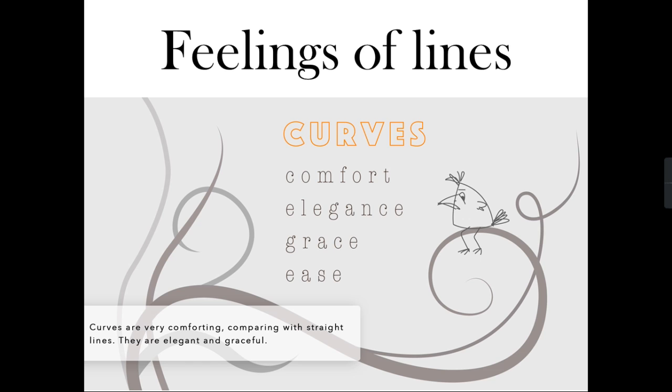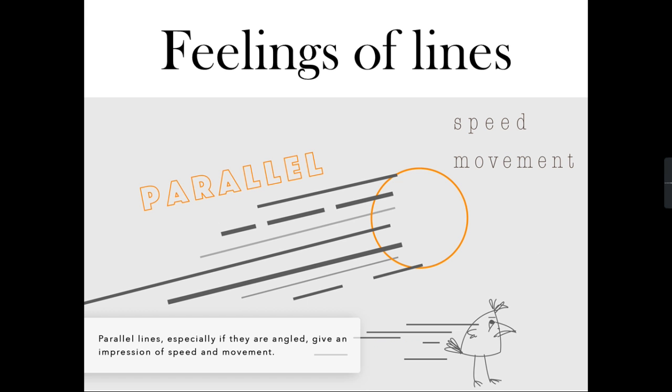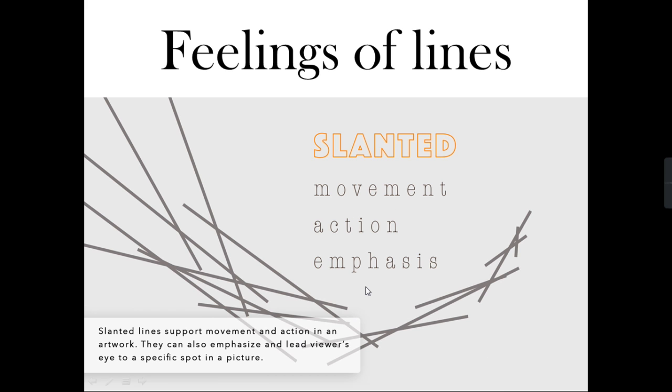The curves are very comforting compared with the straight lines. They're elegant and graceful. The zigzag creates all kinds of energy. It can suggest anxiety, confusion, or excitement and energy. The parallel lines, especially if they are angled, give an impression of speed and movement. Like this ball or this circle, you can feel that it's moving through these angled parallel lines. The slanted lines support the movement and action in an artwork. They can also emphasize and lead the viewer's eye to a specific spot in the picture.